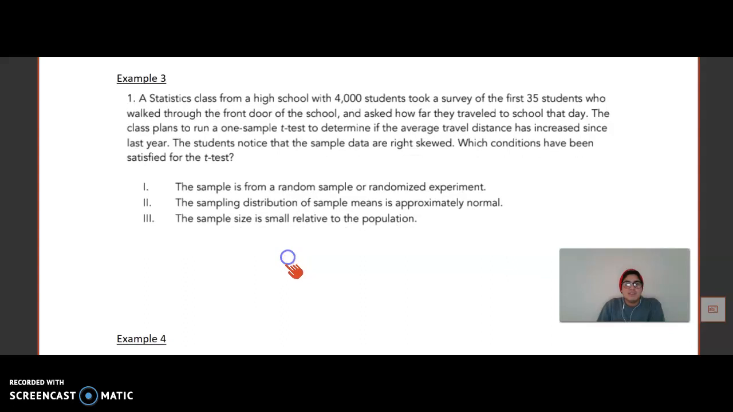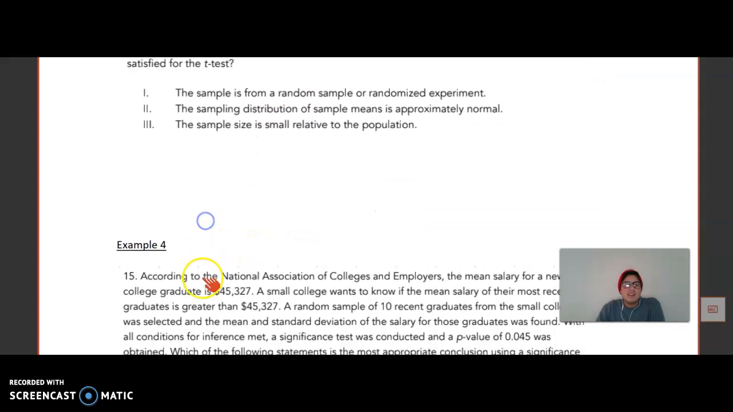Here we have a situation that a statistics class from a high school with 4,000 students took a survey of the first 35 students who walked through the front door of the school, and asked how far they traveled to school that day. The class plans to run a one-sample t-test to determine if the average travel distance has increased since last year. The students notice that the sample data are right-skewed. Which conditions have been satisfied? So here we have our random, our independent, and our normality condition. Let's go ahead and look over that.